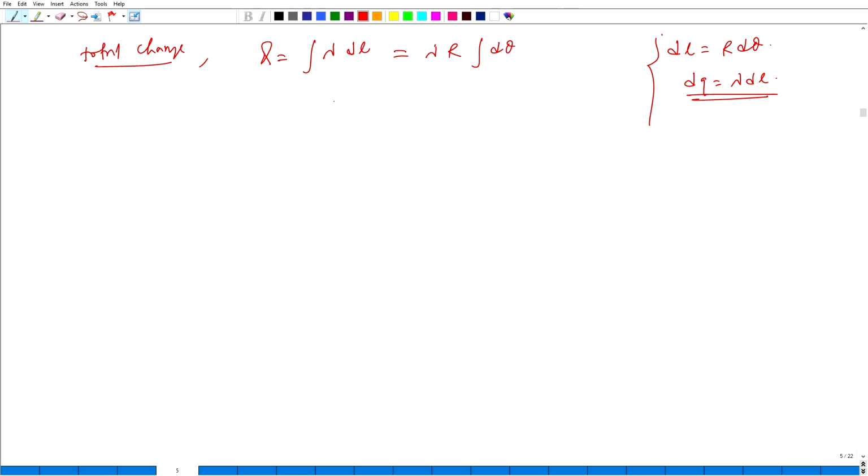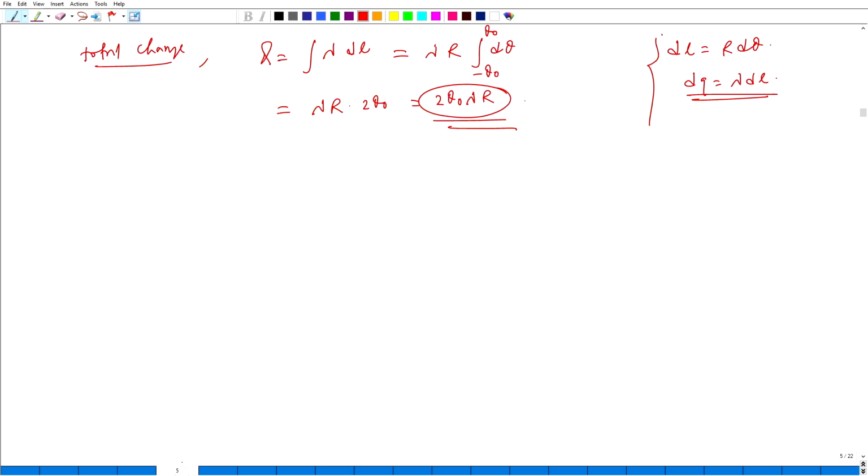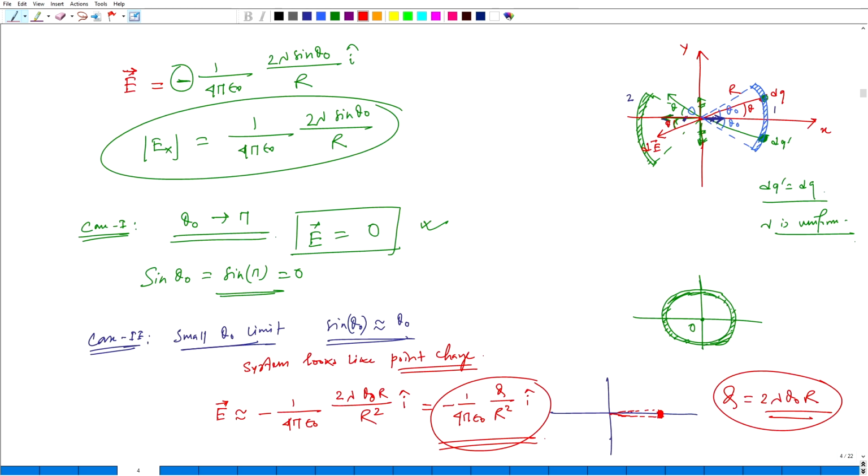What is the limit of the theta? Minus theta naught to theta naught, right. So, lambda r times 2 theta naught, so 2 theta naught lambda r, okay. This is exactly what I got here, which confirms that we recover the point charge limit. In this way you always recover a point charge limit in any isolated system, at large values of r or small values of theta naught depending on the symmetry.